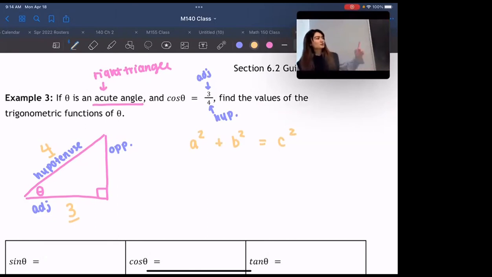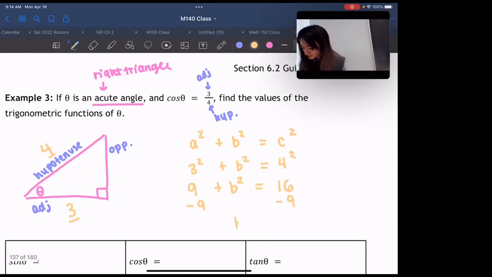So let's just make 3 a. Okay. So 3 squared plus b squared equals, well, the hypotenuse is always going to be 4 squared. Okay. 3 squared is 9. B squared, I guess, stays the same. And 4 squared is 16. Okay. I'm trying to get b by itself, so I guess we have to subtract from both sides, right? Minus 9, b squared equals 7.